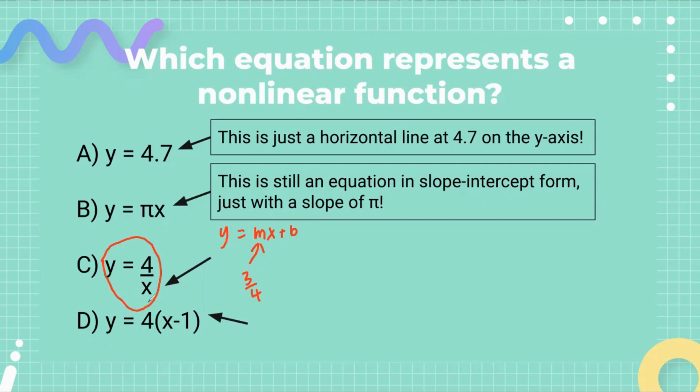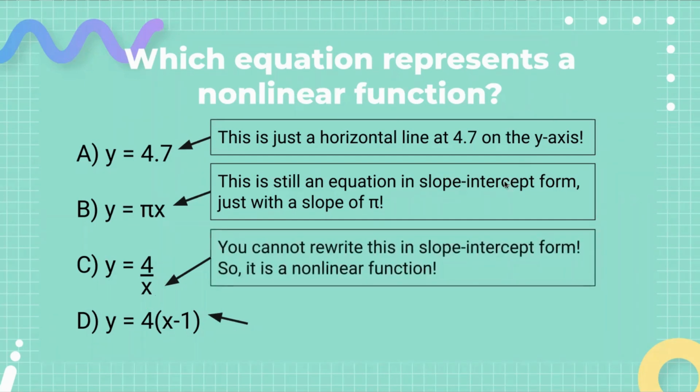And we can't actually rewrite this in slope-intercept form. This actually represents another function called a rational function that you'll be learning later on. And so since this doesn't represent a linear equation, we know that this is a nonlinear function.